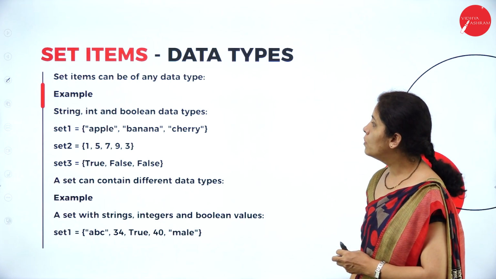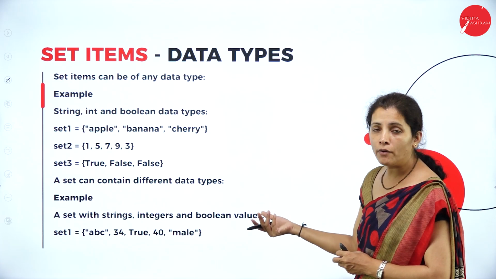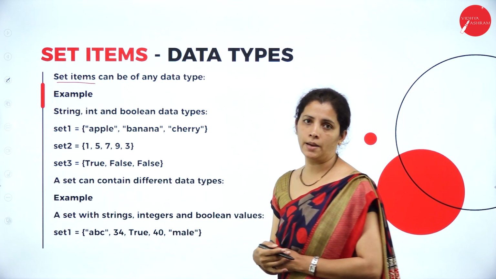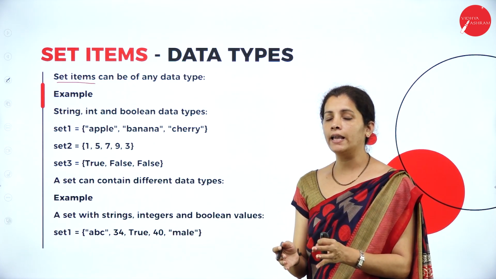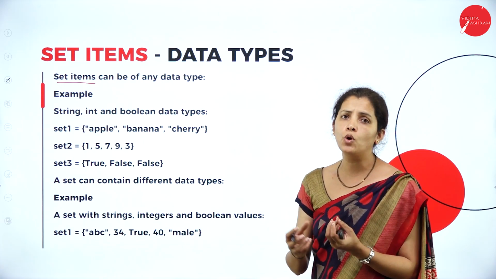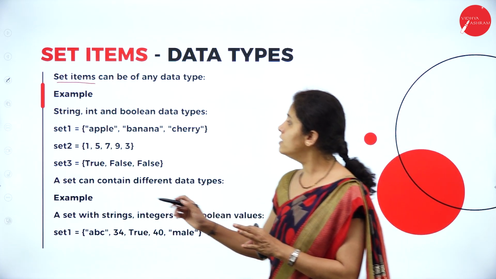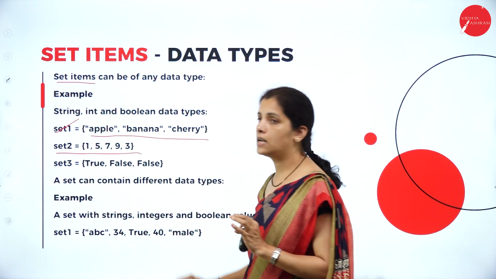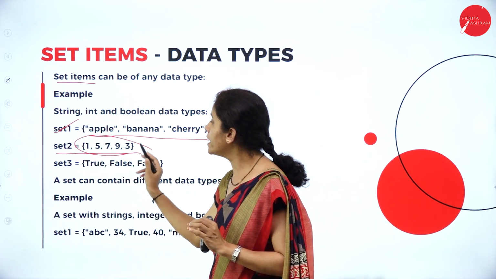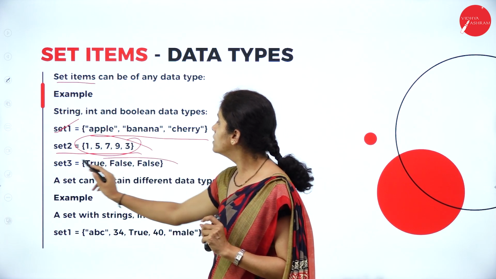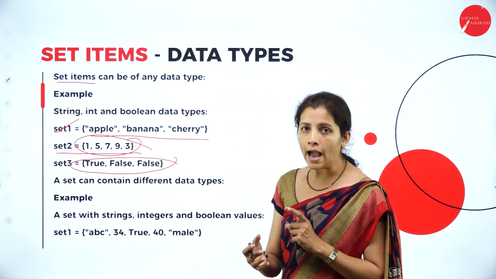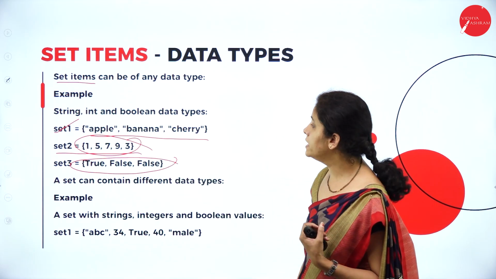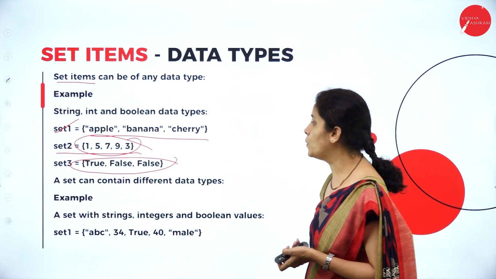Okay, fine. Now, if I want to know the type of this set, see here, set items can be of any data type. While creating a set, I can have any data type, so I don't have to follow a particular method. See here, I have set 1 and all are strings. In set 2, all are integers. And in set 3, all are booleans. Now, a set may have any data type. For example, I can have strings, integers, and boolean values.